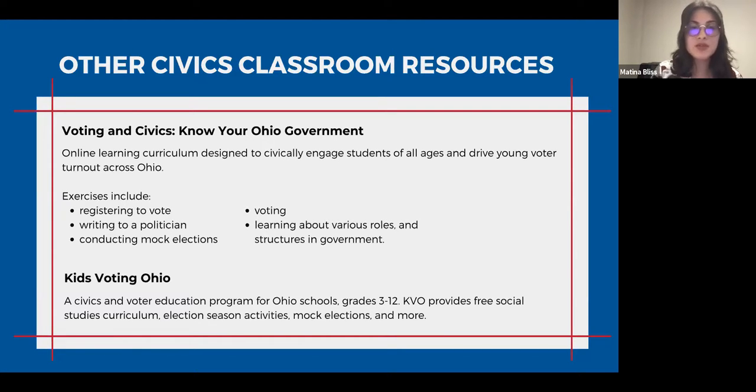We'd also recommend Kids Voting Ohio, which is a civic and voter education program for Ohio schools that's designed specifically for grade levels 3 all the way through 12. Kids Voting Ohio is going to offer free social studies curriculum completely aligned with Ohio's social studies standards, election season activities, mock elections for all grade levels and all elections, and a lot of other resources like student scholarships, assistance with field trips, and a video library featuring videos from Ohio's elected leaders, serving as a fun way for students to learn about Ohio's government.